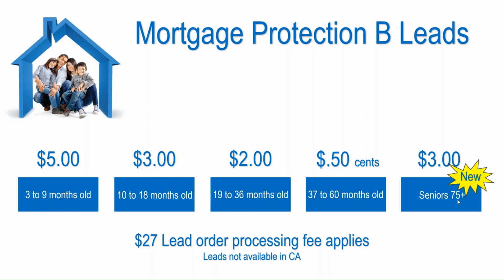Most mortgage protection agents don't want to work leads with older clients. They're just not capable. They're not prepared to be able to do that. These are fresher leads. These are the same age category as the $5 leads. They're 3 to 9 months old. So they're on the newer side, just the clients are a little bit older. So they're fresh leads. You can get those for $3. Those would be great leads to work.